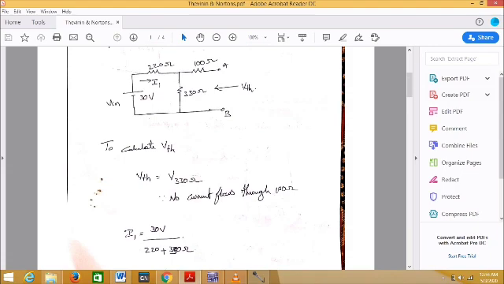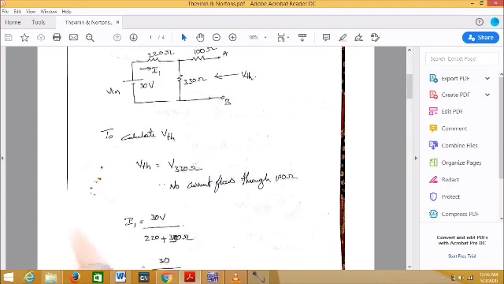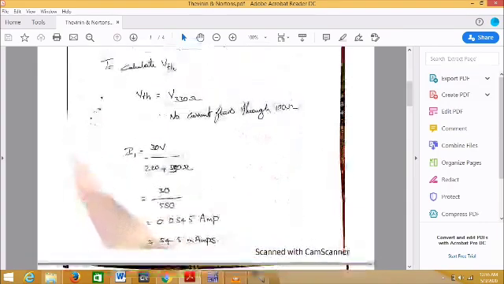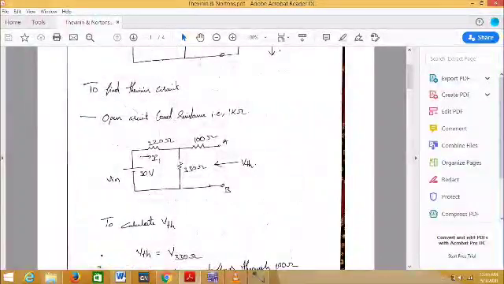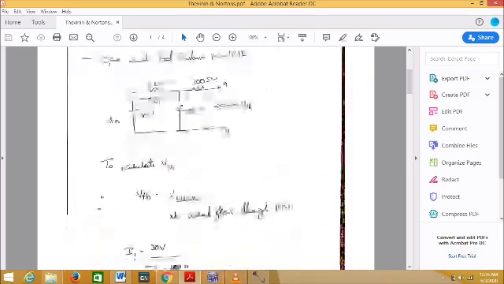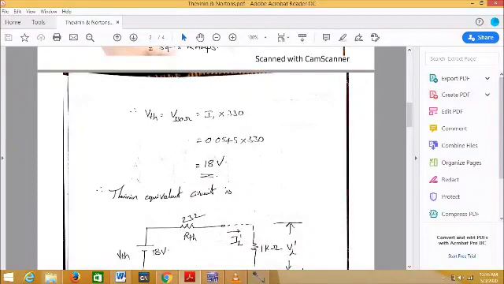So in order to calculate I1, what should I do? This will be the total resistance, 220 plus 330. V in, that is 30, divided by this total resistance of 550 will give you I1. If you multiply this I1 with 330, you will get the voltage across the 330, and that itself will be the Thevenin voltage. So that is what I have done here. The Thevenin voltage is 18 volts. Okay, so the Thevenin equivalent circuit.